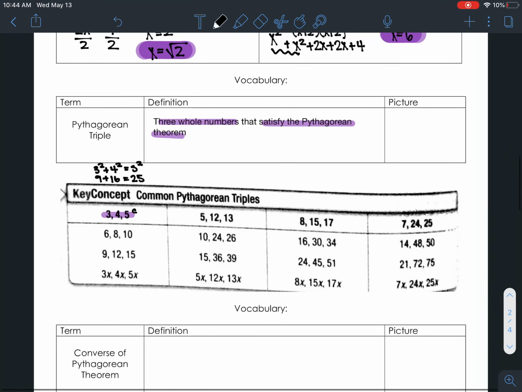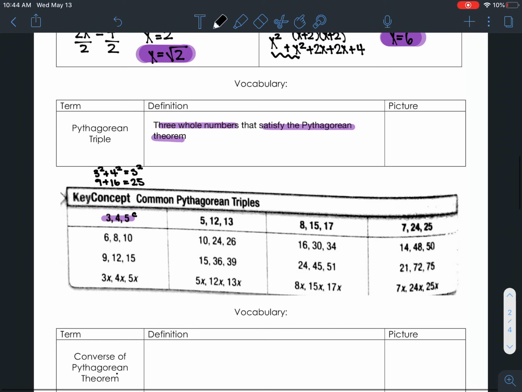So these are common Pythagorean triples, okay? Same idea as if I took 5, 12, and 13 and plugged it into the Pythagorean theorem, it would satisfy the equation. All right, 8, 15, and 17 also would satisfy that equation.